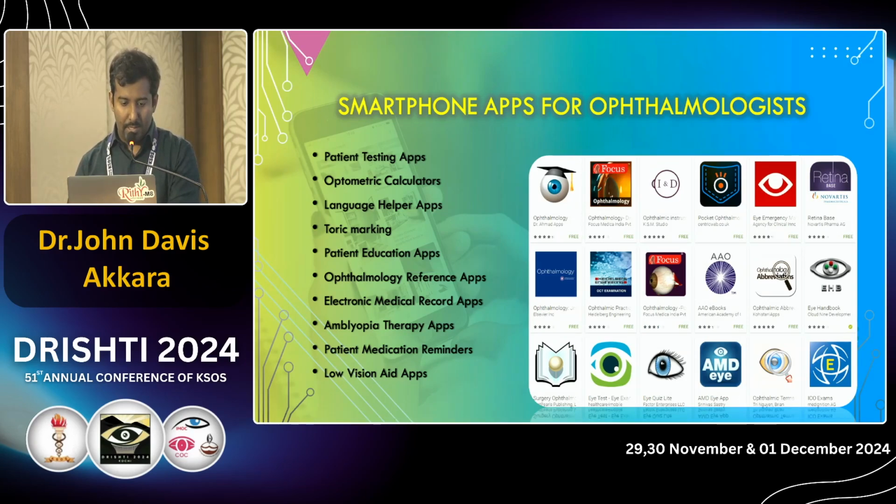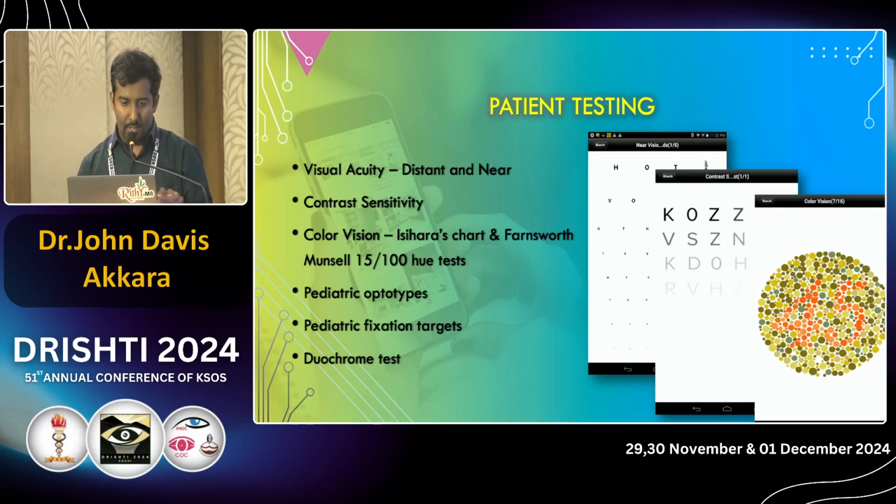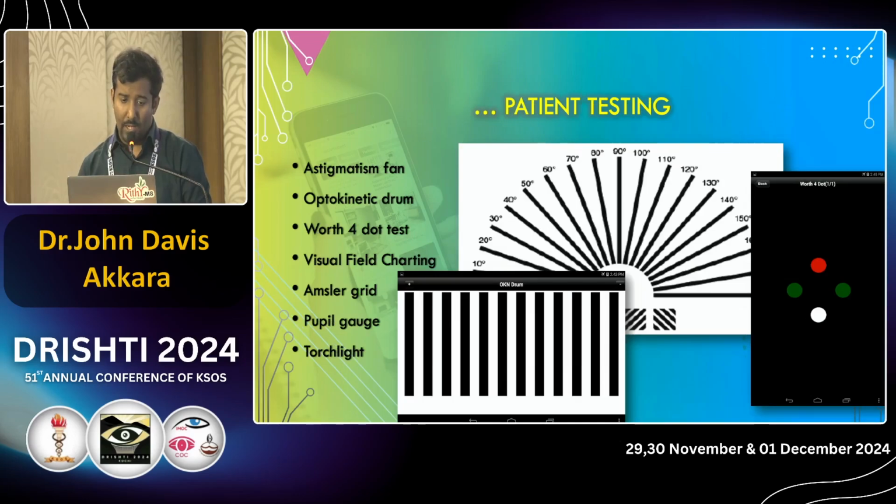So this is not basically a list. I'll tell you the apps which are going to be very useful. So this app is having a lot of tests and calculators. So you look through this, you will have visual acuity, contrast sensitivity, color vision, pediatric optotypes, fixation targets, duochrome test, all of these in the same app. This is called the Eye Handbook.